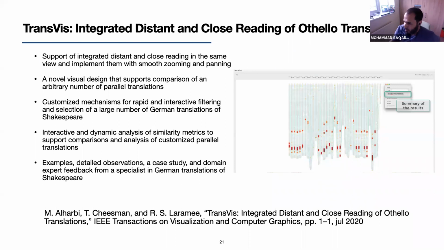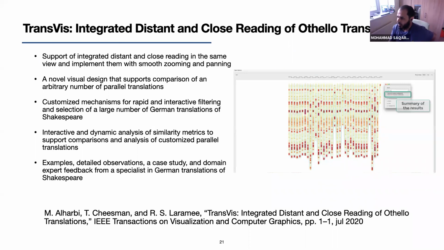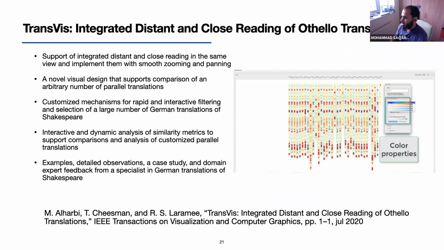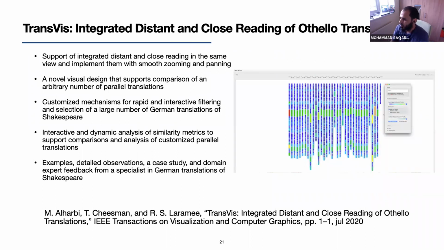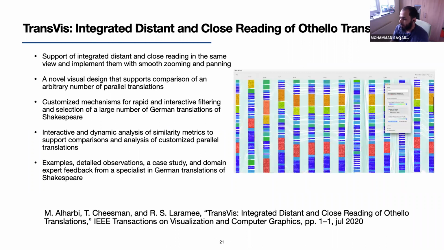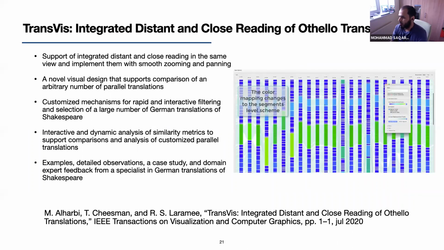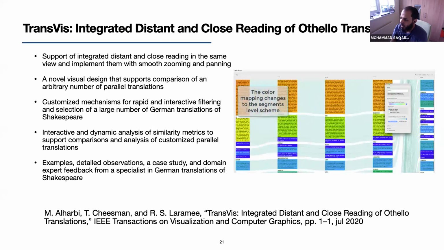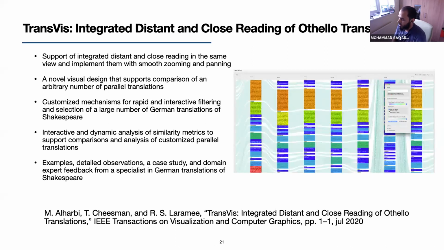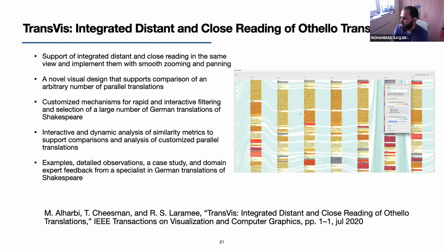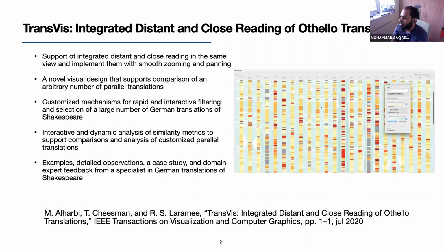Also, it implements a customized mechanism for rapid and interactive filtering and selection of a large number of translations. It also implements interactive and dynamic analysis of similarity metrics as the user includes and excludes translations. It updates automatically. This work was also evaluated through examples, detailed observations, a case study, and domain expert feedback from a specialist in German translations of Shakespeare. This work was published in the TVCG journal.